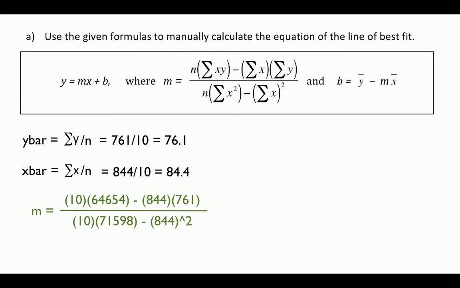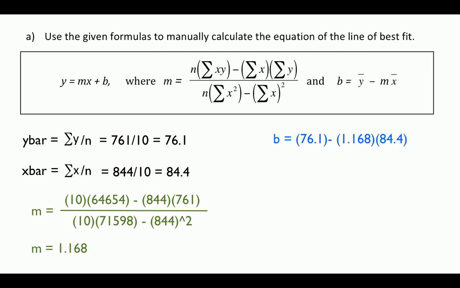All right. So here's the denominator. N times the sum of x squared. And from that, we subtract the sum of x all squared. And we get an m value of 1.168, which is, of course, the slope. Positive slope.